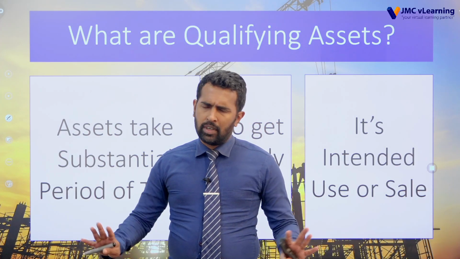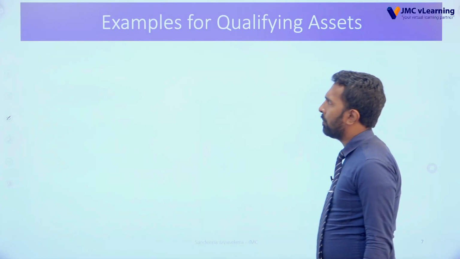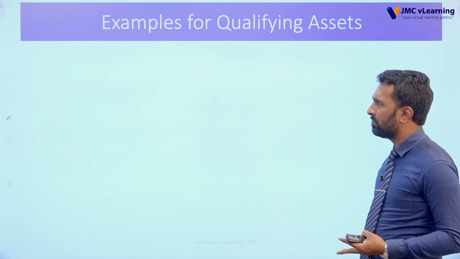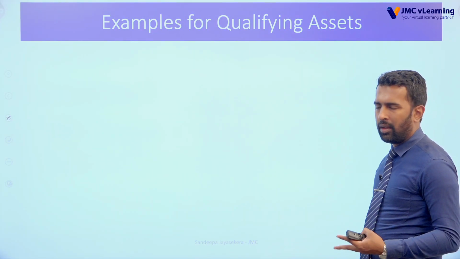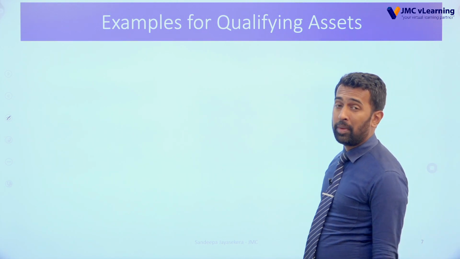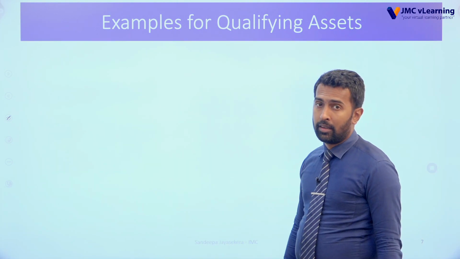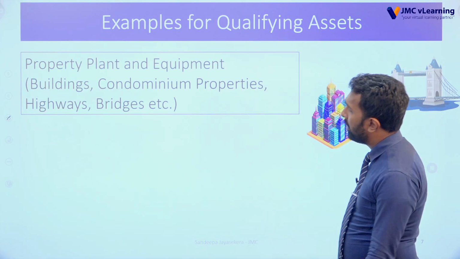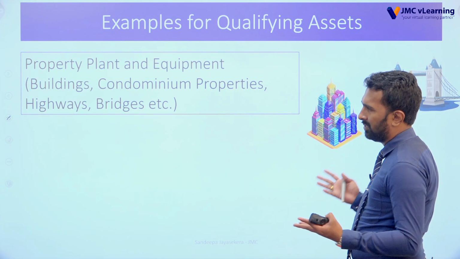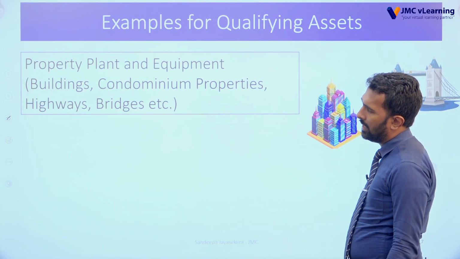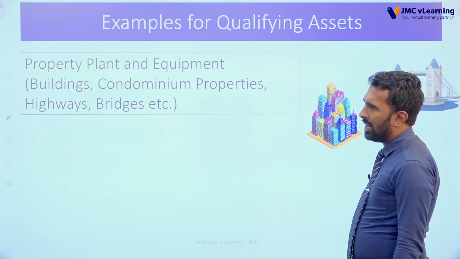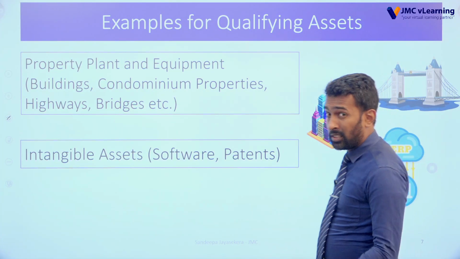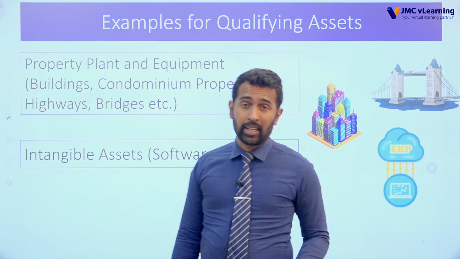Right? Let's take some examples. Typically property, plant and equipment: a building, a flat maybe, a hotel maybe, a bridge maybe, a highway maybe. So housing, buildings, condominium properties, highways, bridges. This generally takes more than 6 months. And there can be intangible assets such as software, patents. Sometimes for you to develop a patent, it will take time.